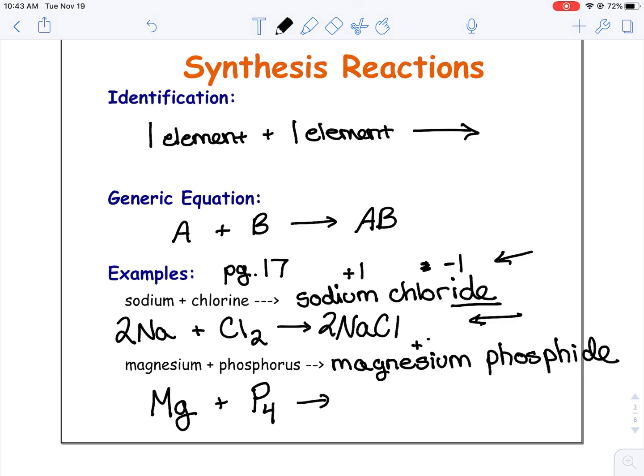Then in the products, you need to check your charges. Magnesium has a +2 charge, phosphide ion has a -3 charge. So the formula for magnesium phosphide is Mg3P2. Now I've got to go back and balance the overall equation. You've got 4 phosphorus on the left, so I need 4 phosphorus on the right, which gives me 6 magnesium, so I need 6 magnesium.